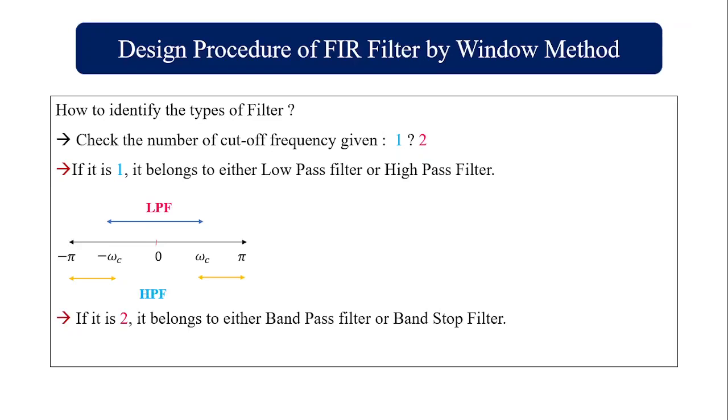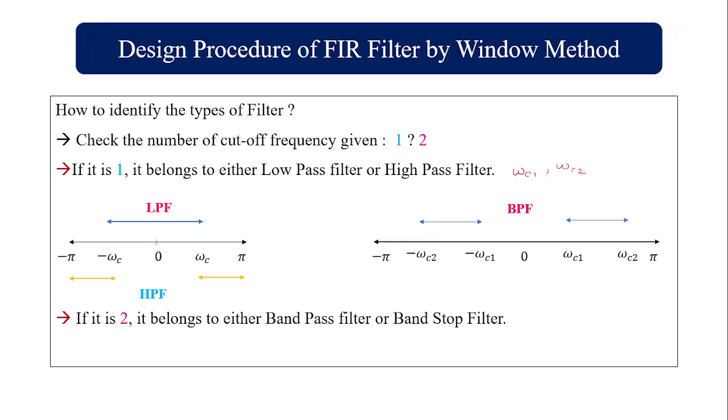Suppose it has two cutoff frequencies, it belongs to either band pass filter or band stop filter. So here you have two cutoff frequencies, omega c1 and omega c2. In between 0 and pi will have omega c1 and omega c2. In between 0 and minus pi will have minus omega c2 to minus omega c1. Now if your value is for the range minus omega c2 to minus omega c1 and omega c1 to omega c2, it is called a band pass filter. And for minus pi to minus omega c2, minus omega c1 to plus omega c1, and omega c2 to pi, it is said to be your band stop filter.